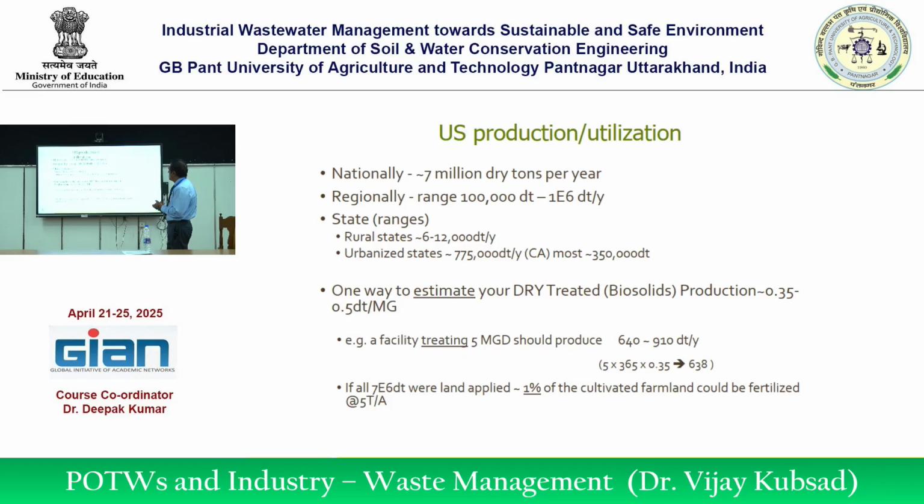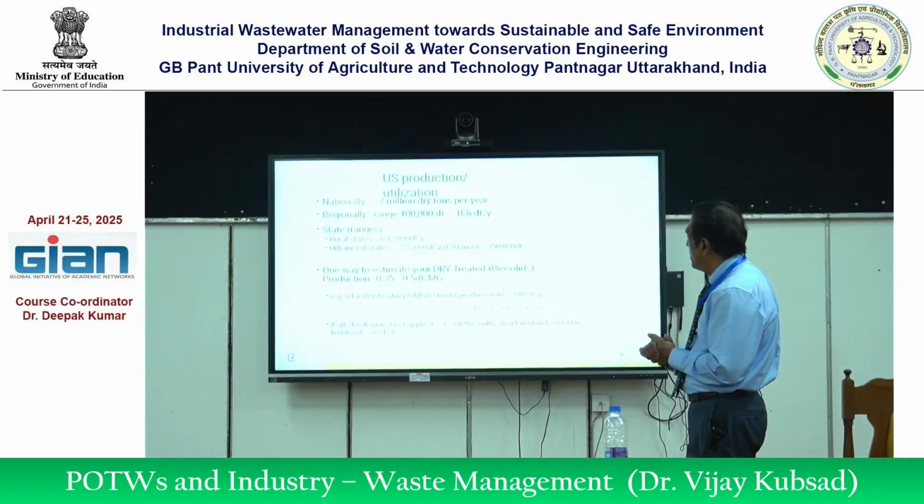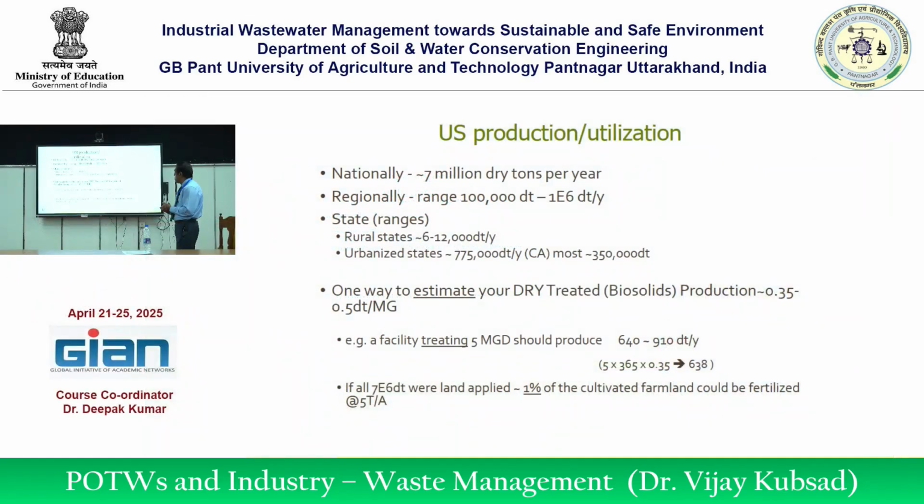There are some numbers on production and utilization. Nationally, 7 million dry tons per year. Regionally, 100,000 tons. And state, rural state, and urbanized state. One way to estimate dry treated biosolids production is 0.35 to 0.5 per MG, right? That's a million gallons.